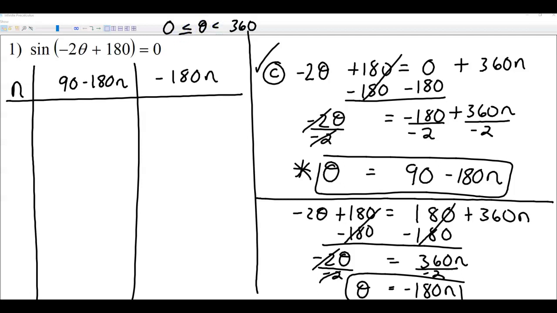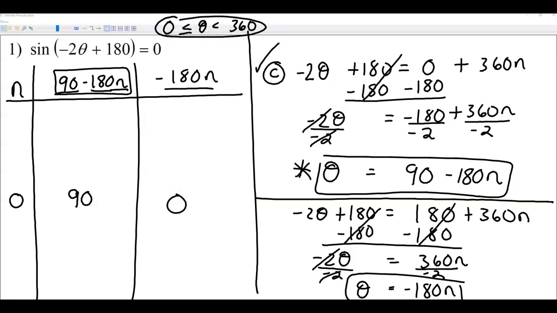So I always like to start with 0 in the middle of my table. So if I were to plug 0 in up here, I would have 180 times 0 is 0. So 90 minus 0 is just 90. And if I plugged it in here, I'm just going to get 0. Now both of those are good. Those are on my interval here. So I'll keep both of those answers.